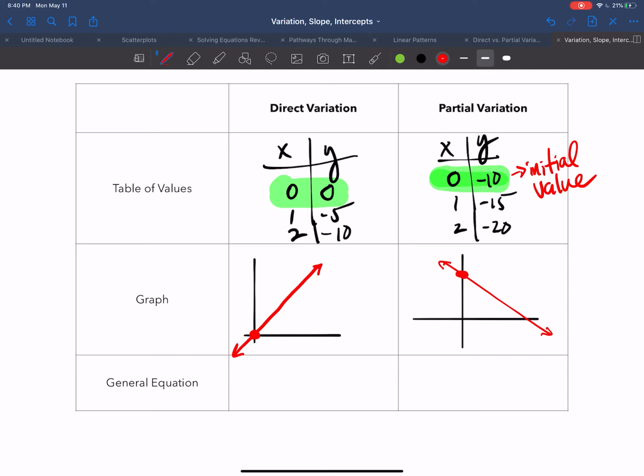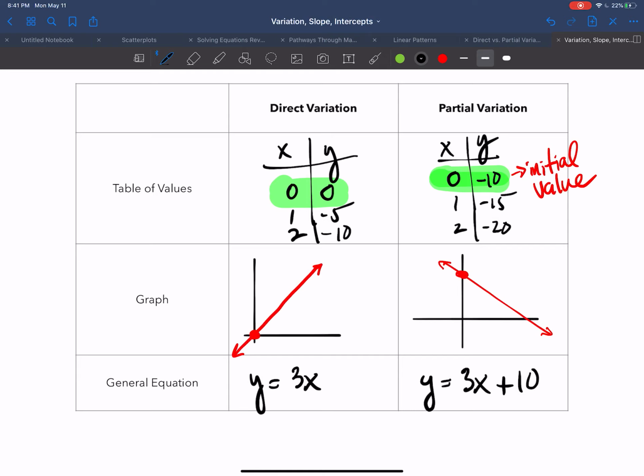And if we're talking about the equation, it would be y equals, and I'm just making this up, let's say 3x. For direct variation, I wouldn't be adding or subtracting anything because your initial value is 0. It's almost like I'm doing 3x plus 0, but we wouldn't write that. It would stay as 3x. Whereas partial variation would be something like 3x plus 10. We'd have an initial value.